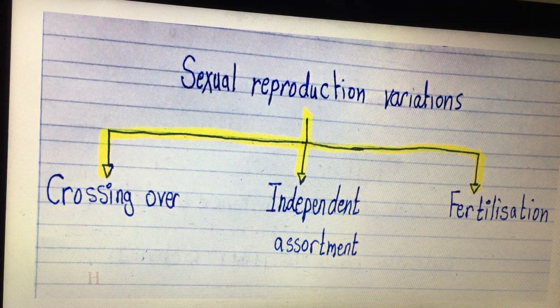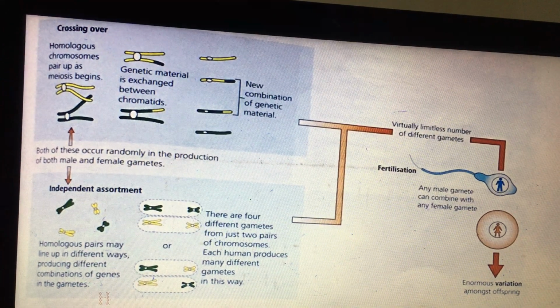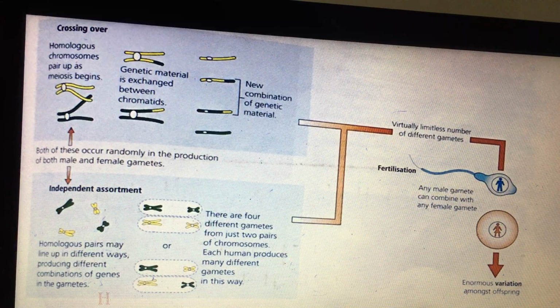Now to understand each way of variation, let's start with crossing over. If you focus on this diagram, let's focus on the crossing over diagram. During crossing over, there is a physical exchange between chromosome segments of non-sister chromatids, increasing genetic diversity. So here we have two non-sister chromatids, and genetic diversity increases when they exchange segments. Genetic material is exchanged between chromatids, and after that the body produces a new combination of genetic material.